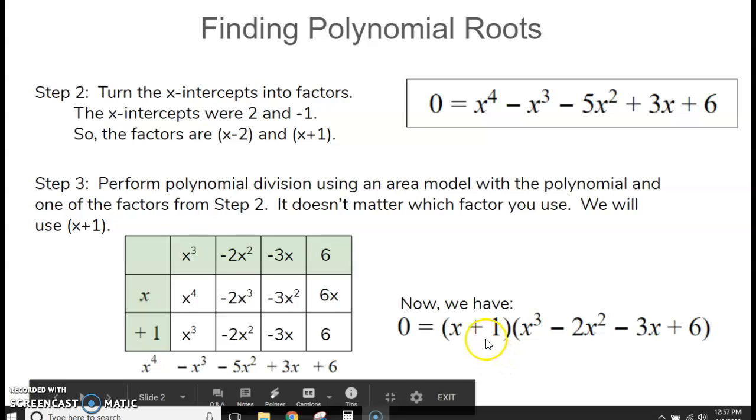So just to clarify, the x plus 1 is coming from the left side, and the x cubed minus 2x squared minus 3x plus 6 is coming from the top, because the left side times the top would give me this whole x to the fourth, etc.